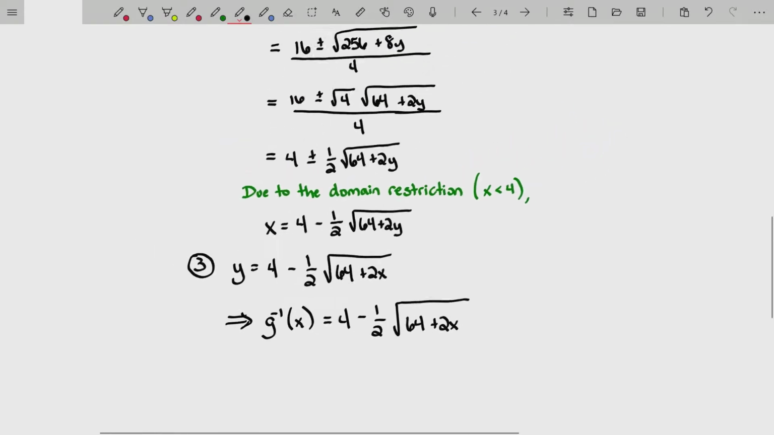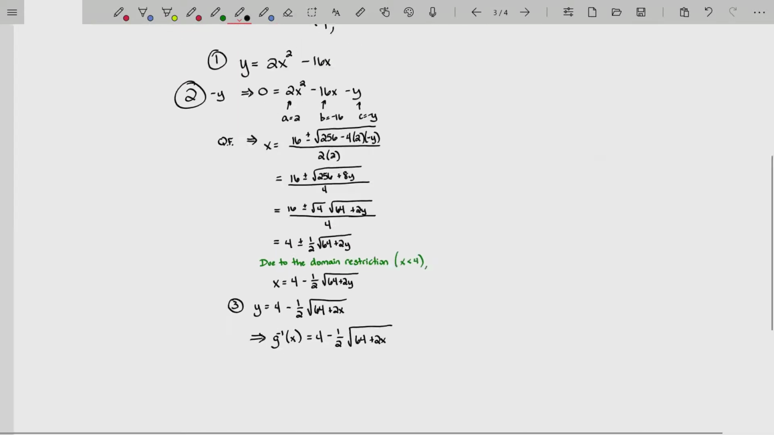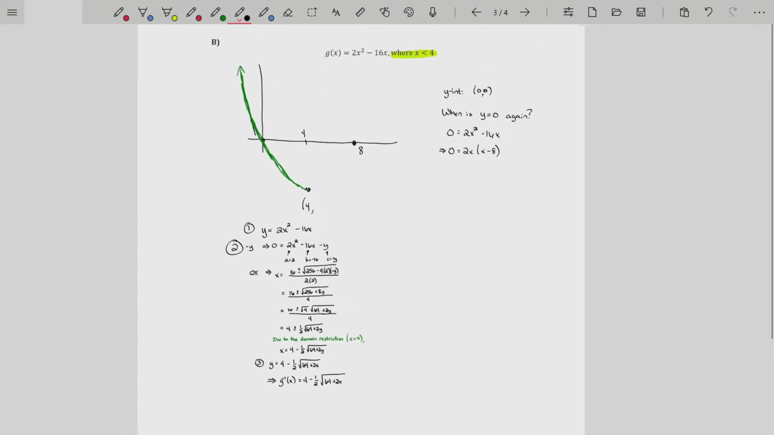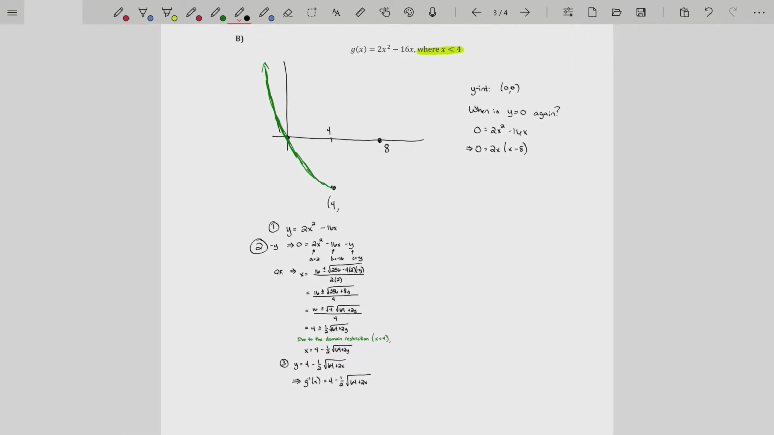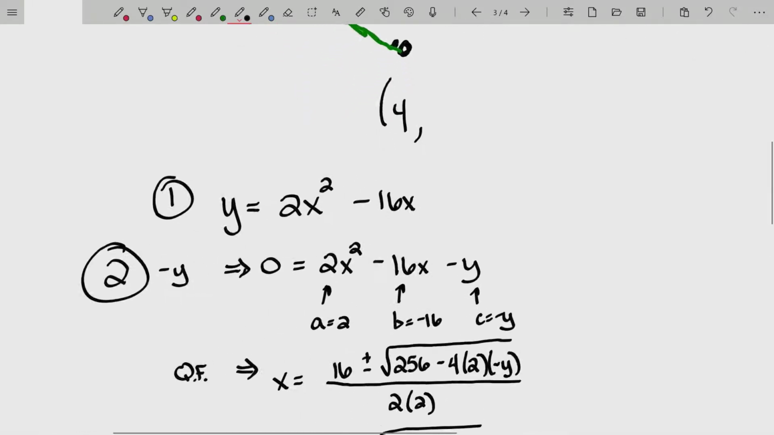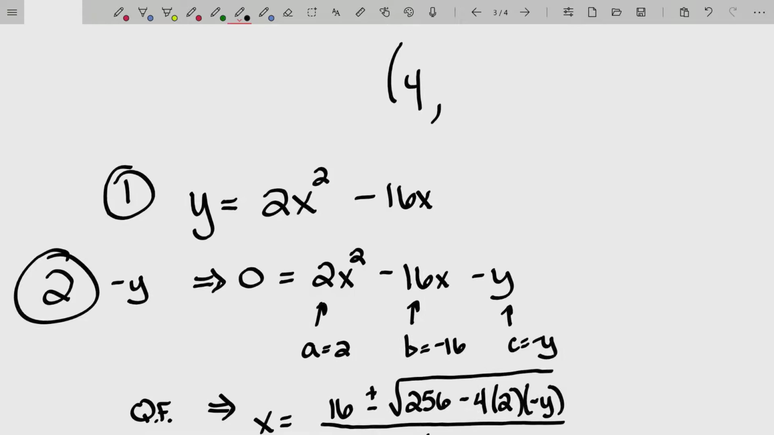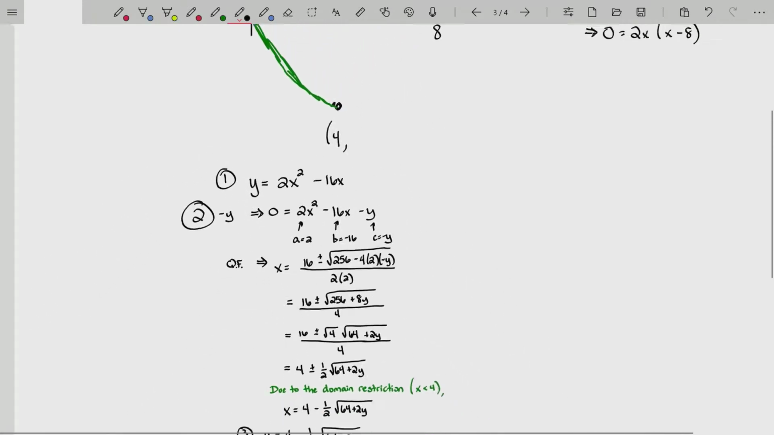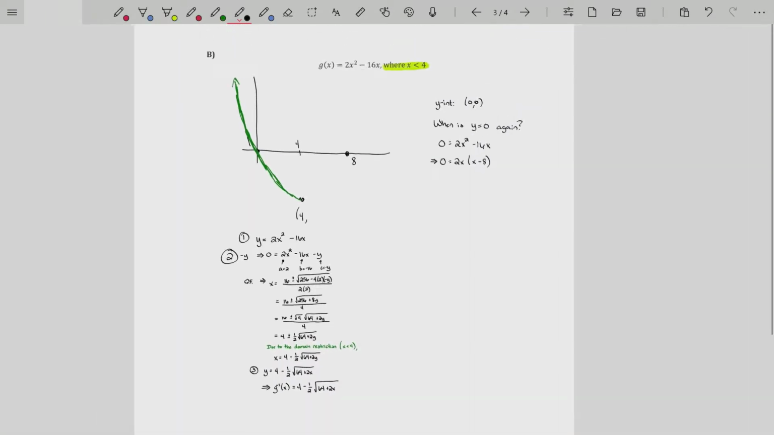And you're done. That is the inverse of the domain restricted function g of x. So it looks like a lot of work in there, but in reality, it's not too terrible. You just have to remember a couple things. First of all, you have to remember that you can actually build a quadratic equation with variables in it. And two, you have to remember your domain restriction.